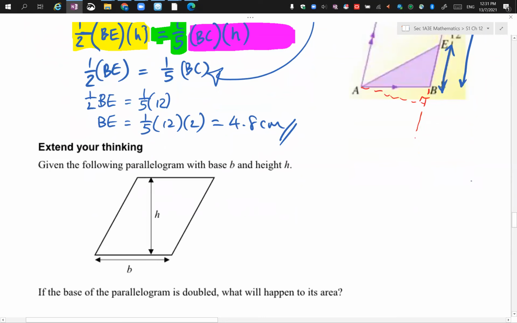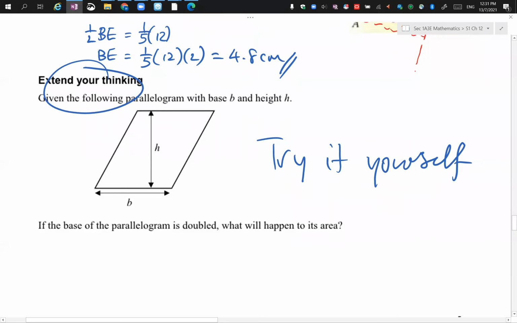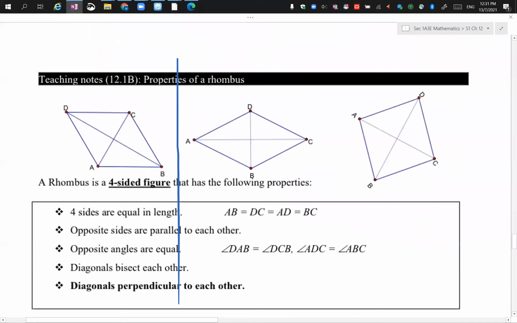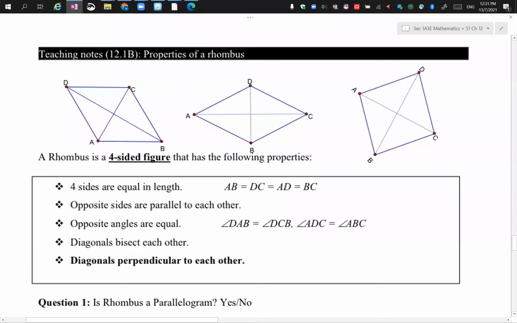Moving on to rhombus. Have you all learned rhombus in primary school? Heard of it, huh? Okay, so just recap. What is a rhombus? Four sides equal in length, opposite sides parallel, opposite angles equal, diagonals bisect each other. This will be something new compared to your primary school, but it is still part of the parallelogram property, right? For a parallelogram, the diagonals also bisect. Another point, diagonals are perpendicular to each other.